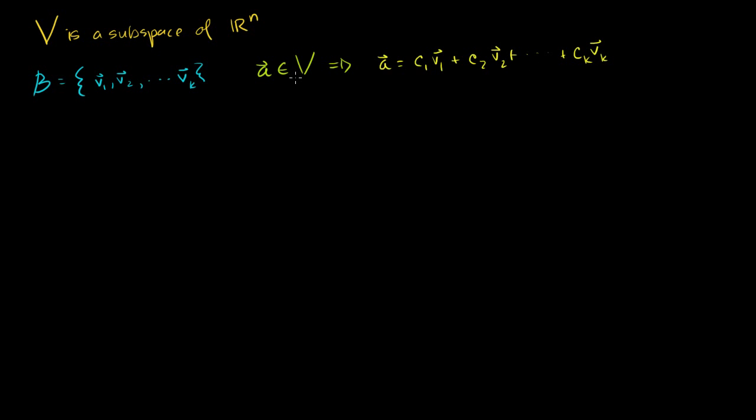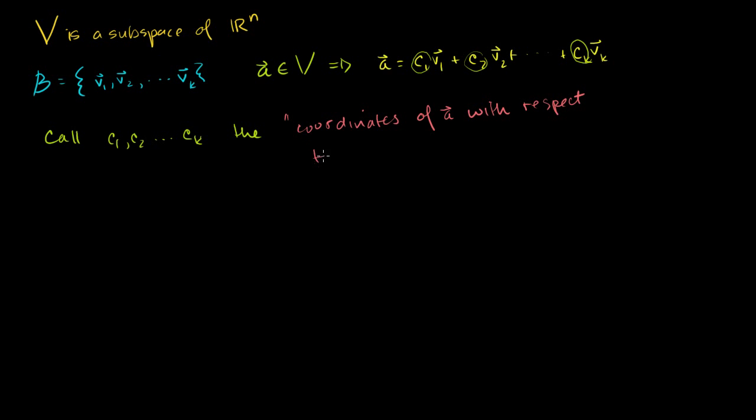Now, I've used the term coordinates fairly loosely in the past, and now we're going to have a more precise definition. I am going to call these constants, C1, C2, all the way through Ck, the coordinates of A with respect to our basis B.